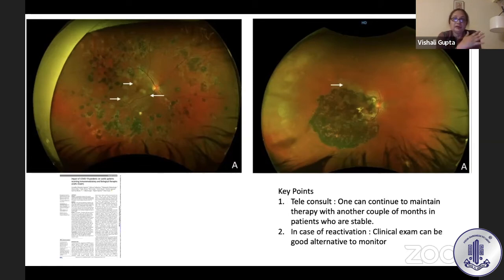And very interestingly, teleconsult was a major culprit besides the vaccination in inducing the reactivation, because on teleconsult, people are in a hurry to stop biologics or immunosuppression, which we reported in BJO, and that resulted in a very high number of patients who came back to us with relapses.